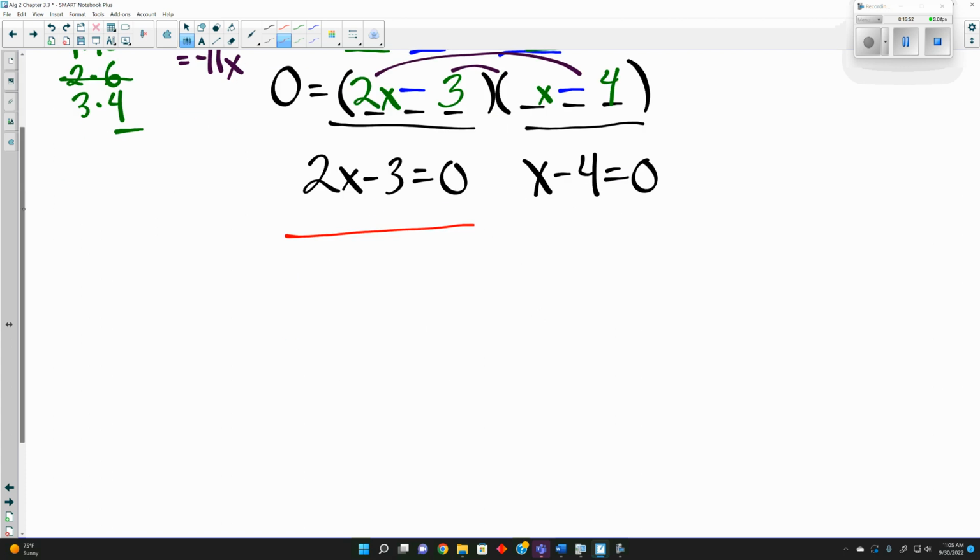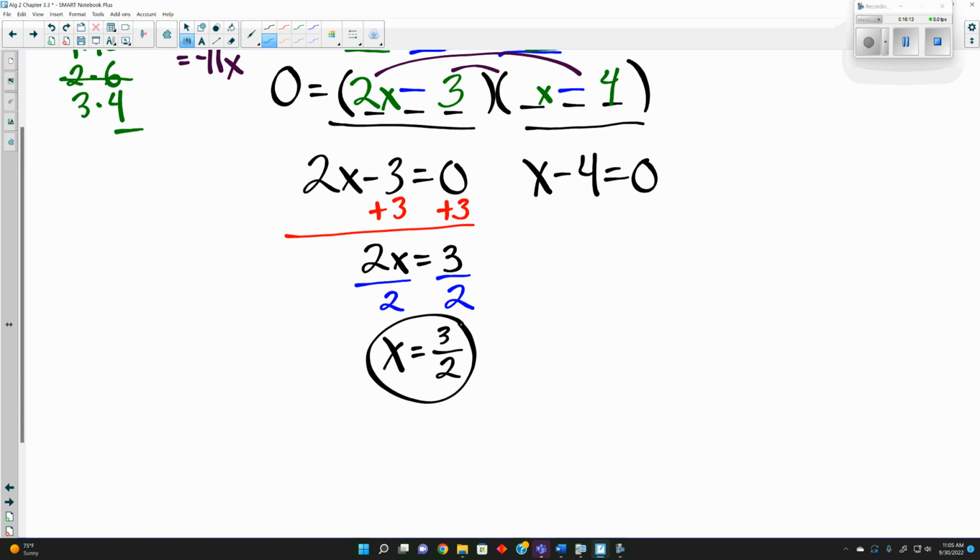So for the first one here, we can add 3 to both sides, which tells us that 2x is equal to 3. And then we would divide by 2, telling us x is equal to 3/2. So the value of x that we didn't find by graphing was our 3/2. And if we look at the other equation, we can add 4, telling us x is equal to 4. So our two solutions for this are 4 and 3/2.